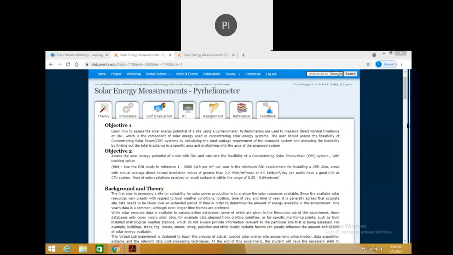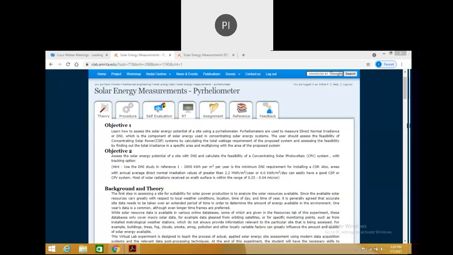Pyrheliometers are used to measure direct normal irradiance, DNI, which is a component of solar energy used in concentrating solar energy systems. The user should assess the feasibility of concentrating solar power systems by calculating the total power requirement of the proposed system, and assessing the feasibility by finding out the total irradiance in a specific area and multiplying it with the area of the proposed system.